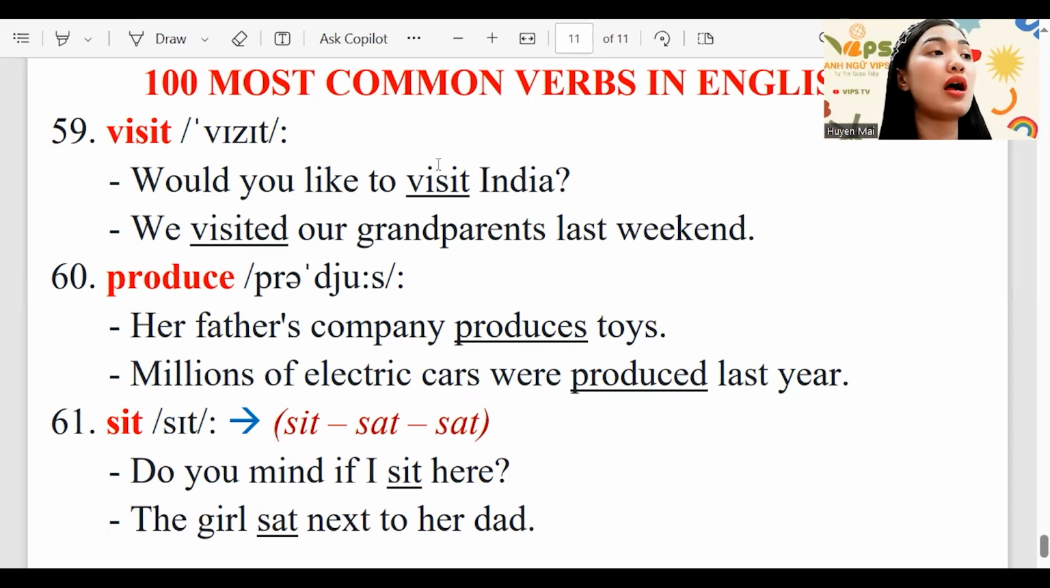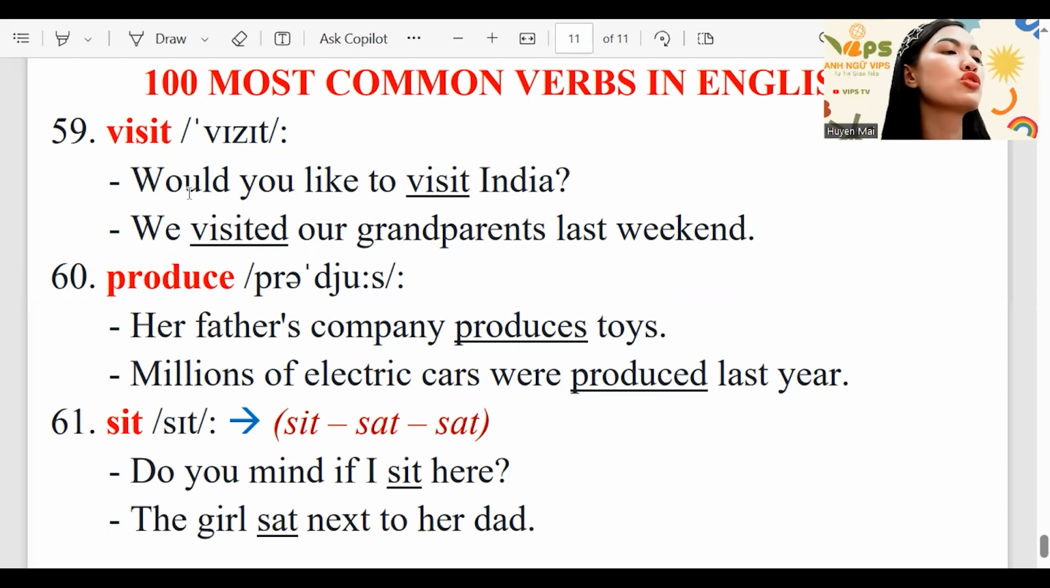Let's continue with 100 most common verbs in English. Number 59, visit. Visit can be like to go traveling to see some place, or maybe you go to a place to see somebody, to meet somebody.